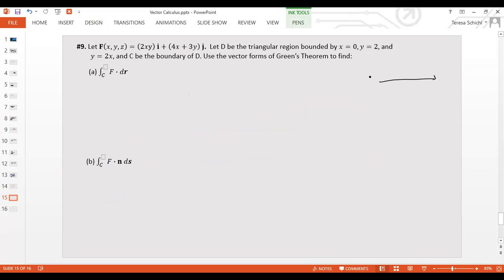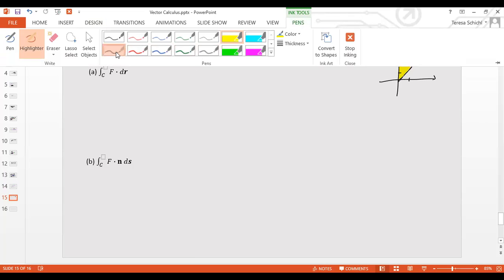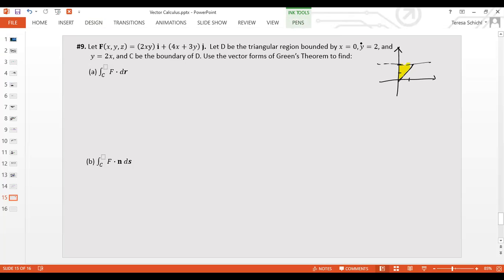So first, x equal to 0, y equal to 2, and y equal to 2x. With y equal to 2x, x is 1 when y is 2. Okay, so this is the region we bound, and this is the C, right? Now we use the vector form of Green's theorem. The first one we want to find is the tangential one. All right, so now let's take a look.